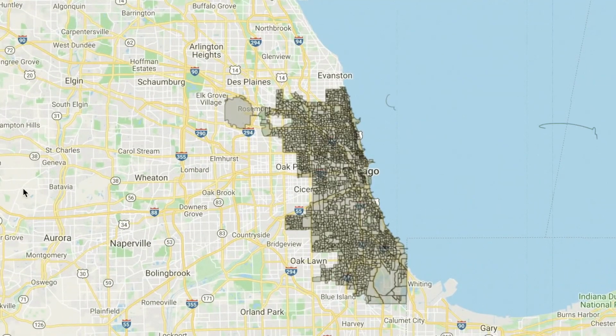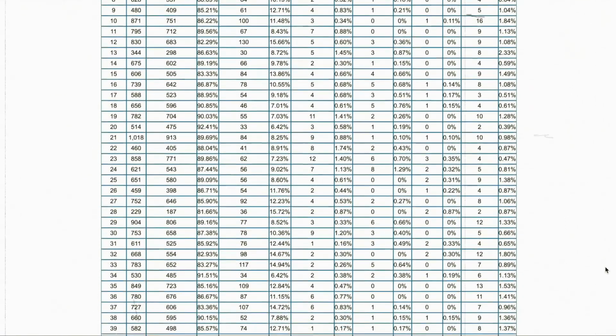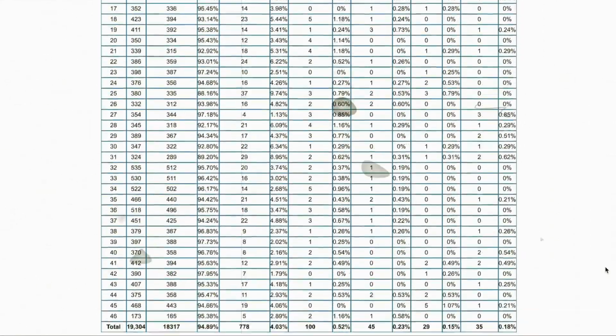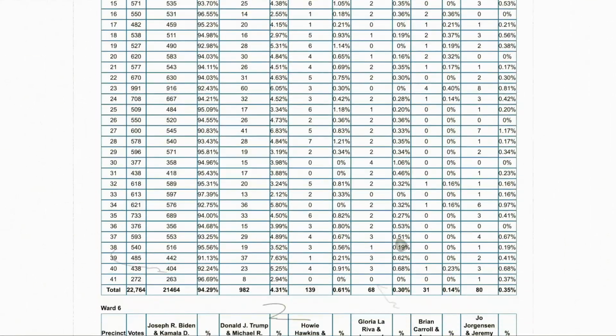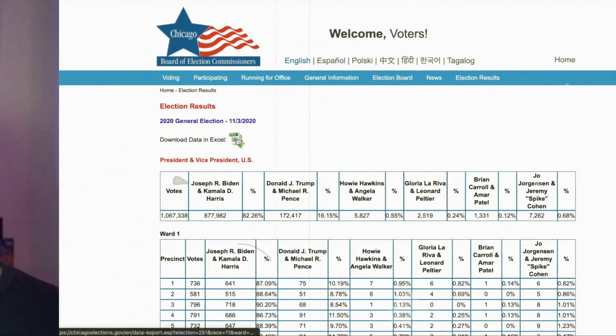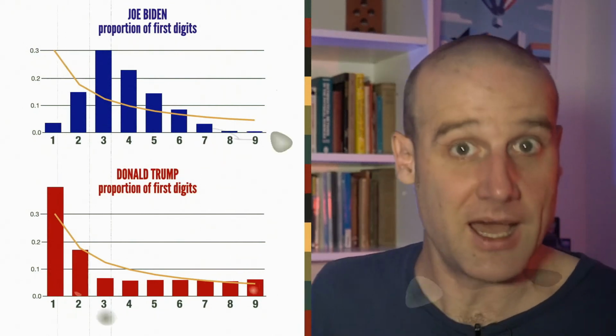And if you go on to the Chicago Board of Election Commissioners website, you can actually download the total number of votes as well as the breakdown by candidate for every single precinct, all 2,069 of them. So I downloaded that data. That's how I double checked that these plots are correct.